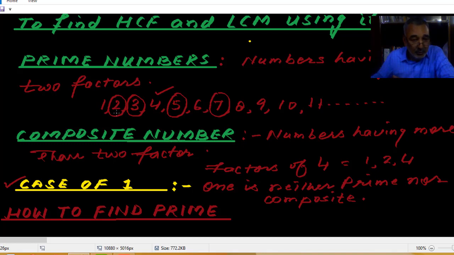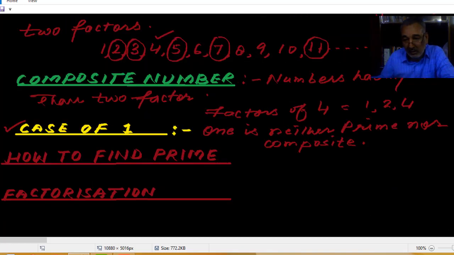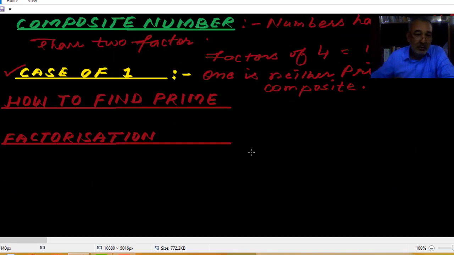First prime number is 2. Second prime number is 3. 4 is not a prime number. Third is 5, 7, 11, and so on. So I think this is sufficient revision for you. Now let's take the next step: how to find out the prime factorization of a number.